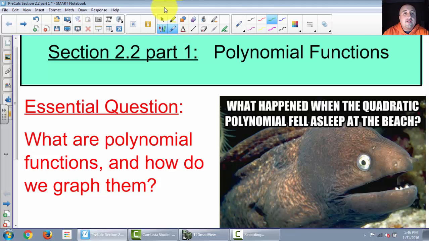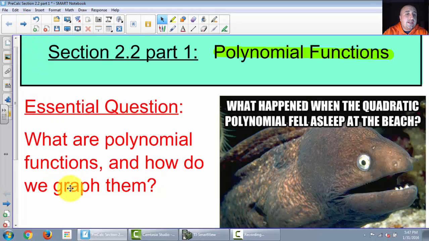All right, let's start section 2.2, part 1. We're going to talk about polynomial functions, and this is a pretty important topic. You've actually talked about this in many of your classes up to this point because it's a really important topic. So let's continue it with concerns to pre-calc and calc. So the essential question we're trying to answer is, what are polynomial functions and how do we graph them?